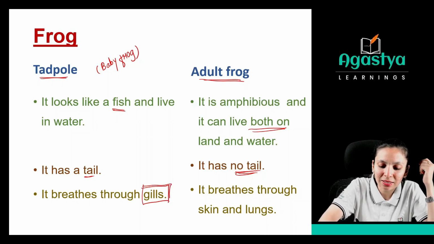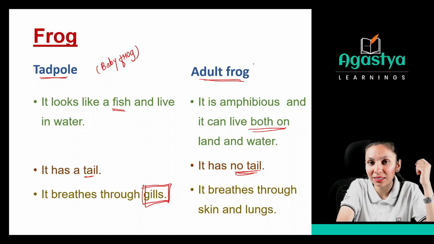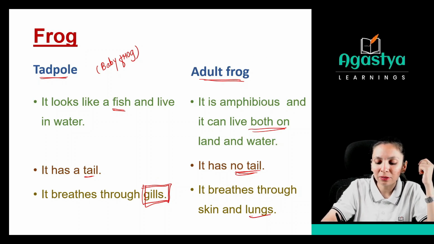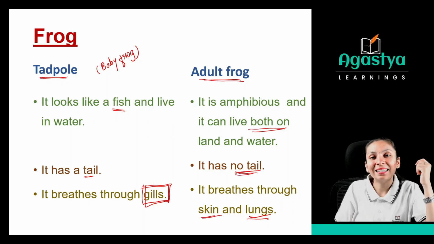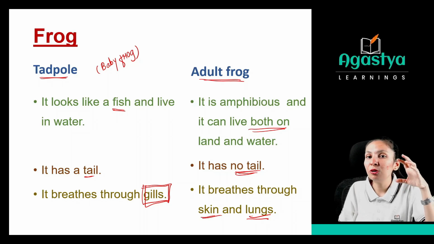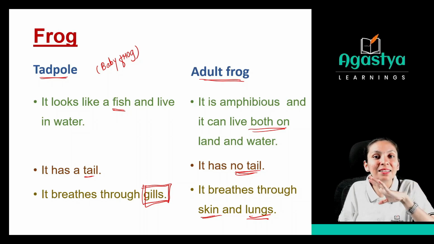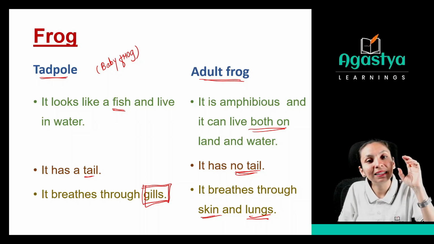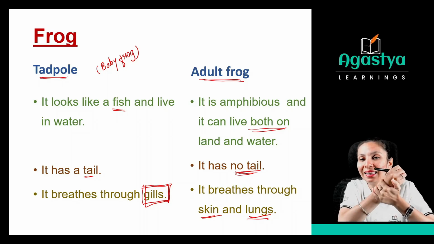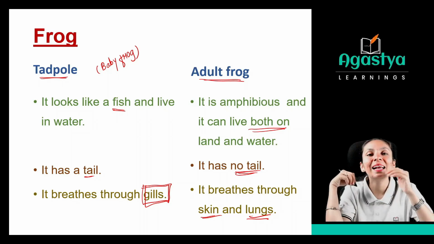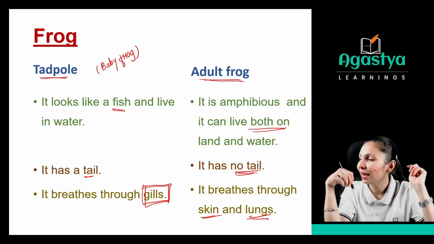See, this tadpole breathes through its gills. The gills are the external structure for breathing. But the adult frog will breathe through lungs as well as the skin. After the tadpole grows to the adult stage, it does not have gills anymore. They will breathe through their skin when they are in the water, and when they are living on land, they will breathe through their lungs.